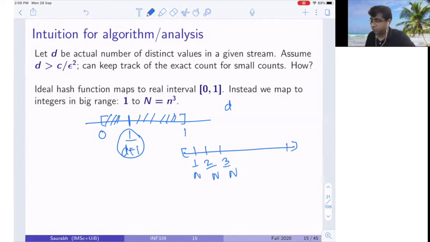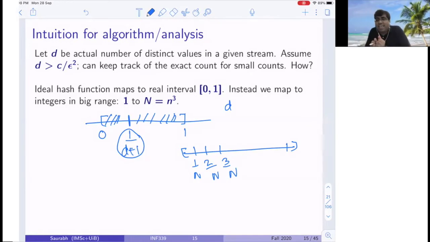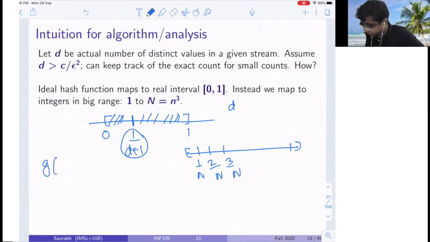And so on and so forth. Now, since H is uniform in this range, we are basically scaling everything. So I could have also taken a new function G. What does it do? So I could have also defined a function from N.